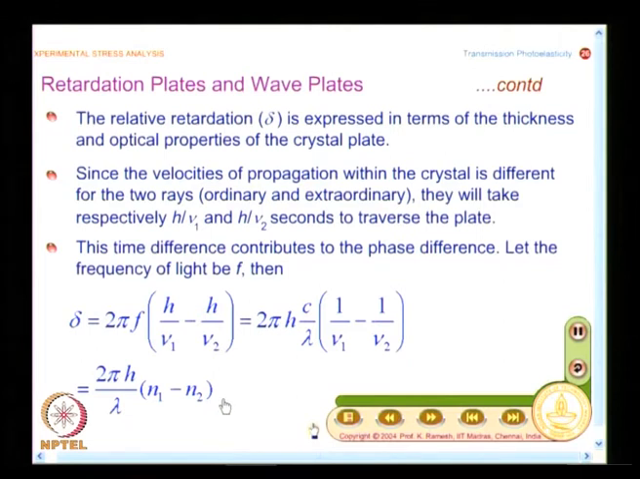So, what you find? Suppose I say that I want to have a delta equal to pi by 2, I want to have a quarter wave plate. I can find out what is the thickness corresponding to that, and what is hidden here? h will become a function of wavelength.